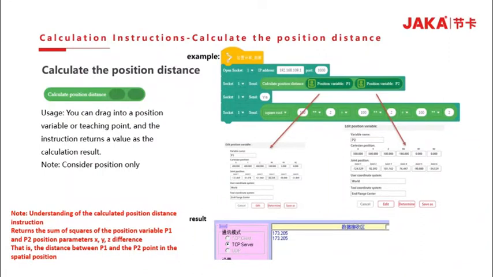Calculate position distance command understanding. It returns the square root of the sum of the squares of the x, y, z differences of the position parameters of position variables P1 and P2, that is, the distance between P1 and P2 in spatial position.